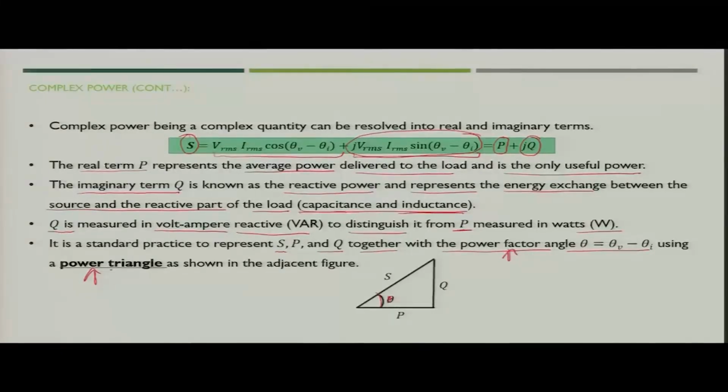This power triangle is very important, and most of the time you will be asked to show the power triangle. So, you should remember that the power triangle is this particular triangle where we correlate real power, reactive power and the complex power.